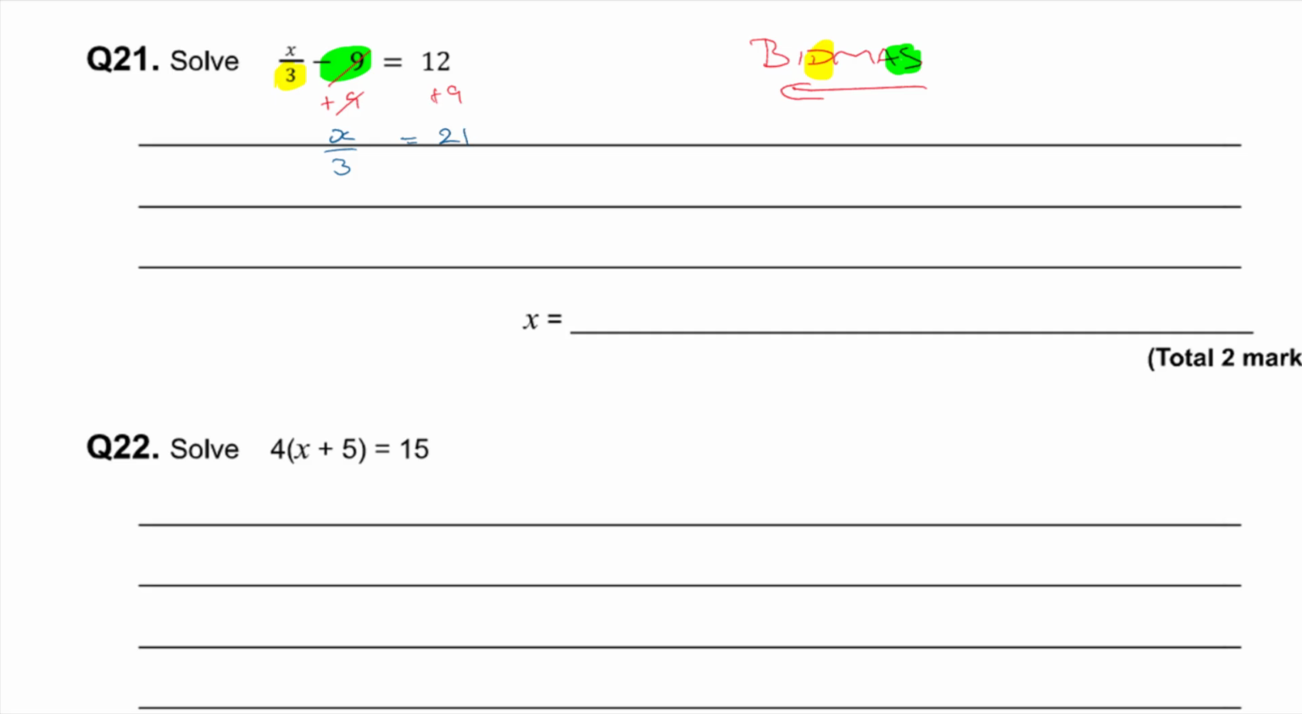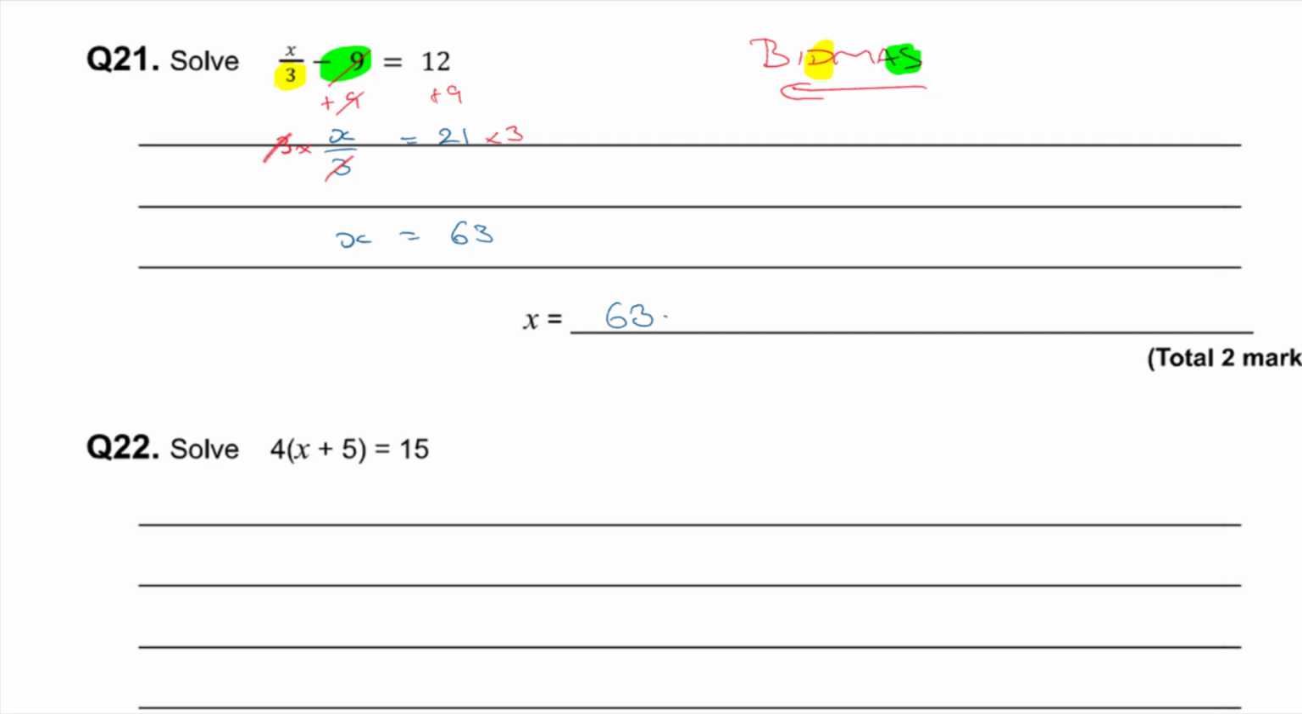And then we're going to deal with the division. So we want to do the opposite of dividing. The opposite of dividing is timesing. So multiplying both sides by 3. That will cancel with that, leaving me with just the x on the left. 21 times 3, that is 63.